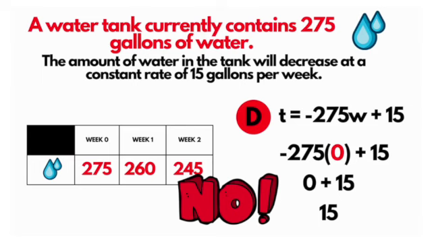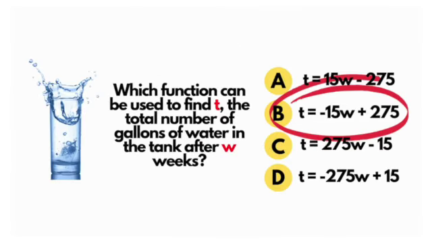So finally, looking at which function can be used to find T, the total number of gallons of water in the tank after W weeks? B, T equals negative 15W plus 275.